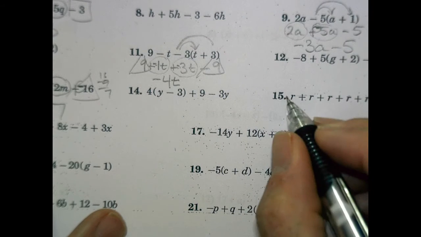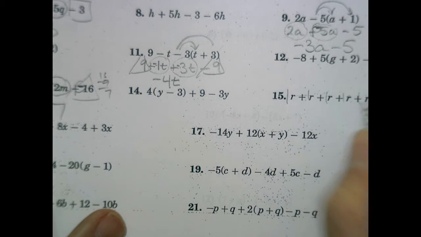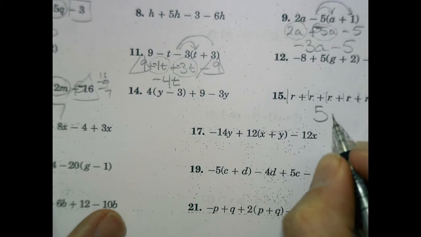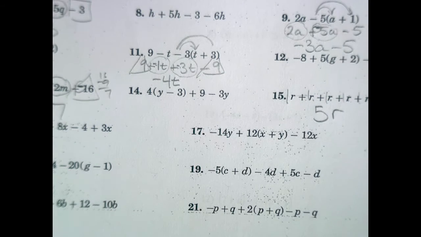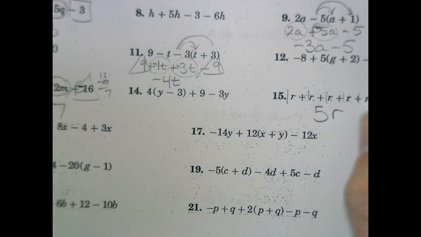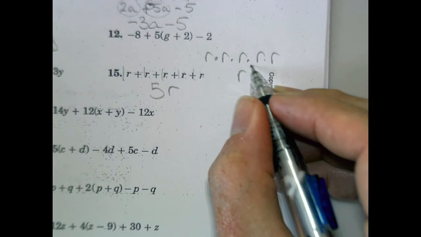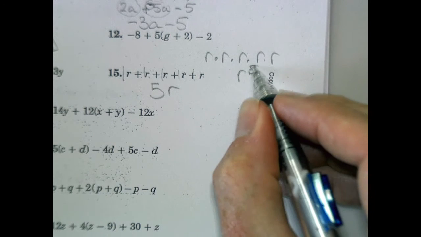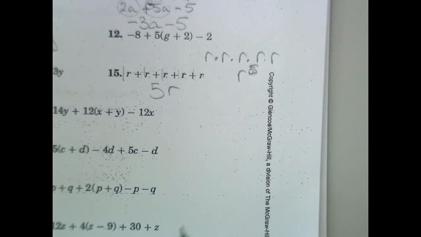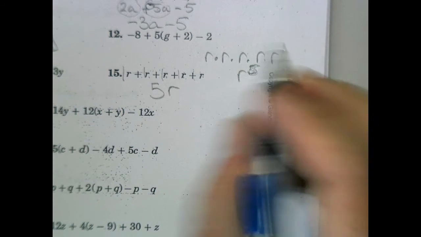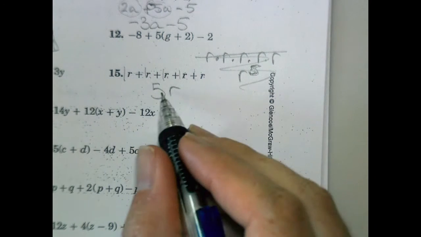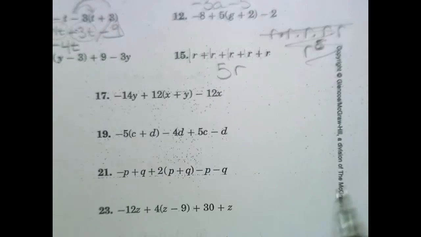15. Remember these are all ones. 1, 1, 1, 1, 1. And 1 plus 1 plus 1 plus 1 plus 1 is 5r. That's very different from if I had r times r times r times r times r, because that's multiplying, and that would be r to the 5th. All right, so we'll get that another time. That'll be a whole other lesson there, so don't do that. This is 5r. We're just adding them up.